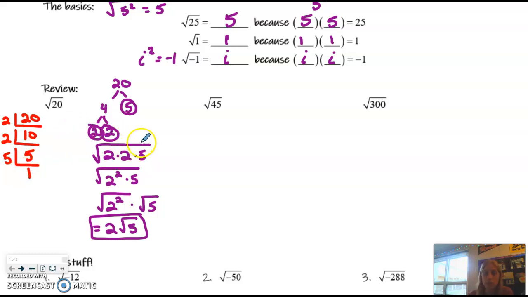Some people call this the upside down birthday cake because you always know you're done when you put the candle on the cake. So what we did again is we rewrote root 20 to be 2 times 2 times 5. These are my factors.